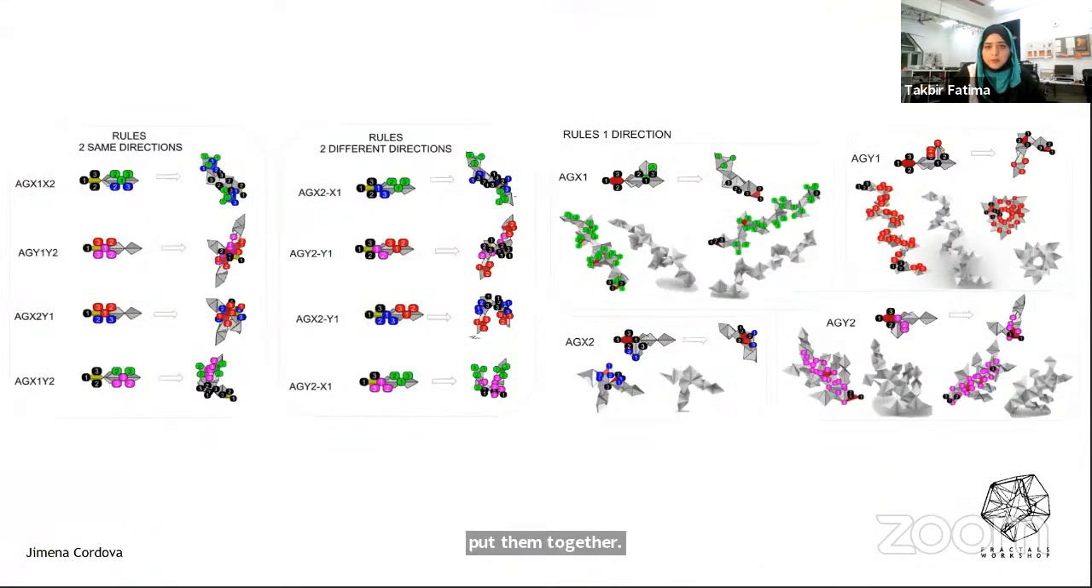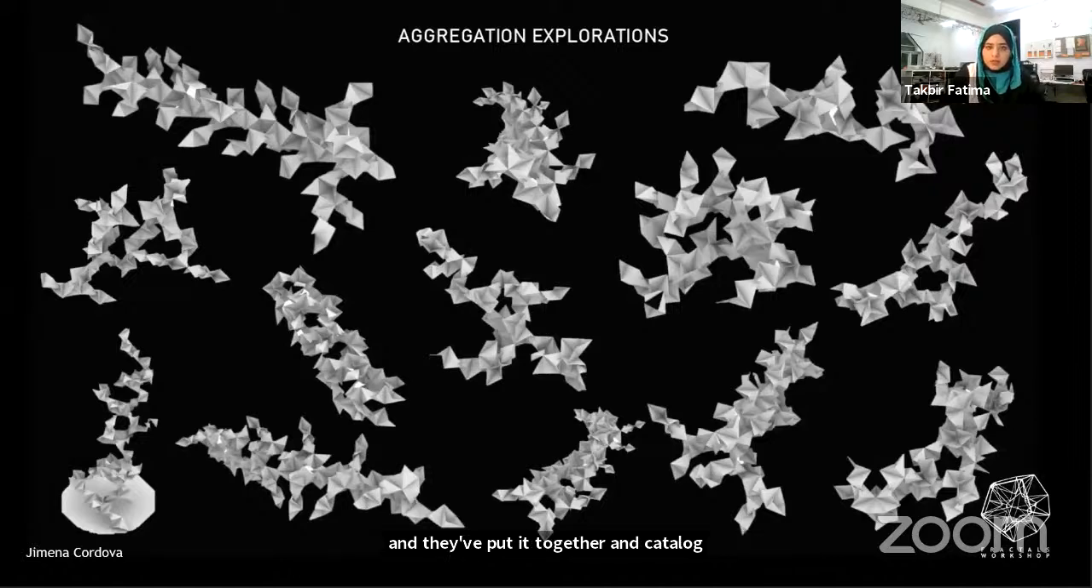One very important tool and method in the workshop is diagramming. These are some of the analog algorithms that have been created by different participants. You can see that this is not generated by programming or coding, but manually by the participants, and they've put it together and cataloged a whole range of different explorations based on different rules of growth that they wrote themselves.